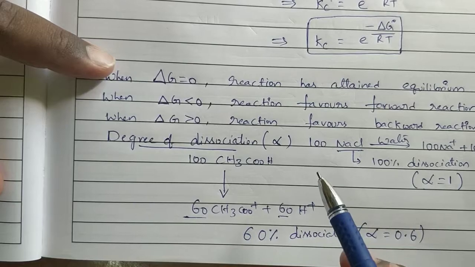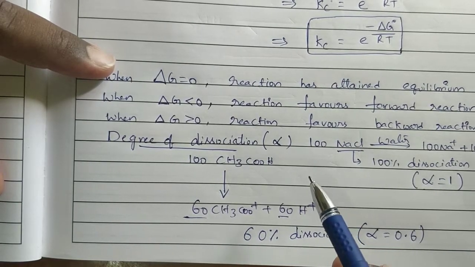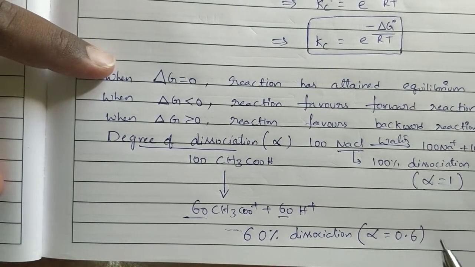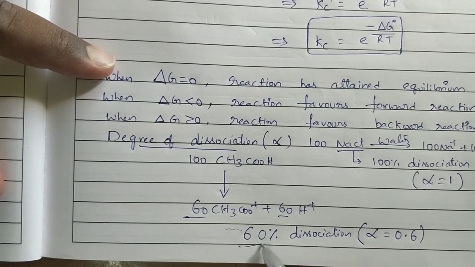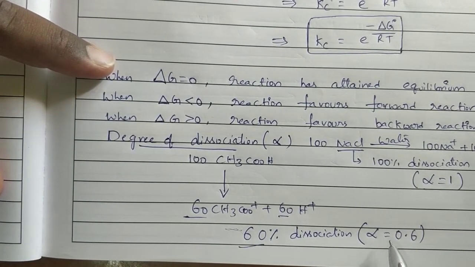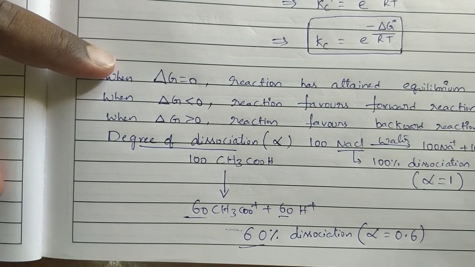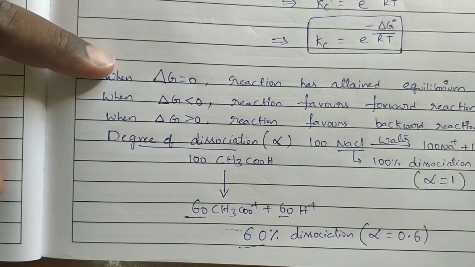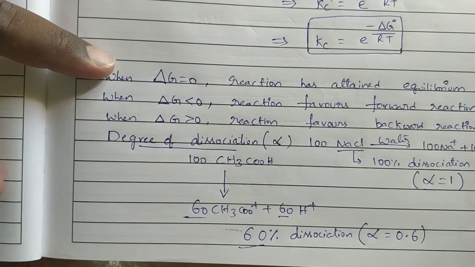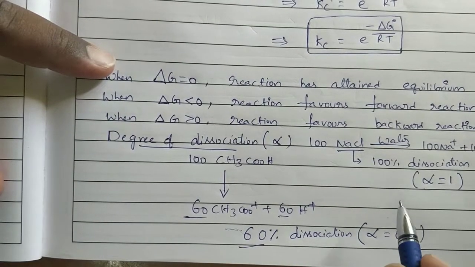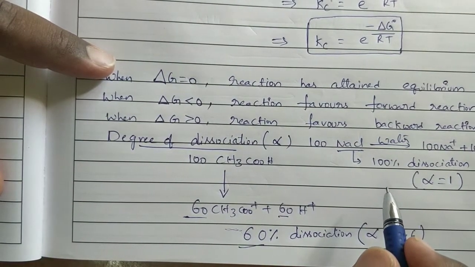Less than that, there are the remaining values like 90%, 80%, 70%. If a particle undergoes 60% dissociation, alpha is equal to 0.6. If a particle undergoes 70% dissociation, alpha is equal to 0.7. If a particle undergoes only 20% dissociation, then alpha is equal to 0.2. Like that, 20% means 20 by 100, 22% means 22 by 100.